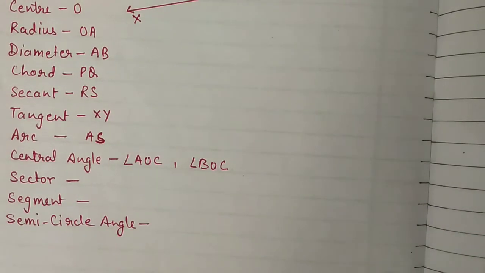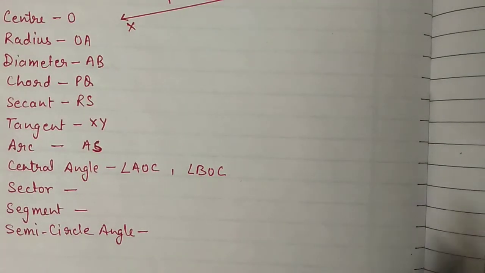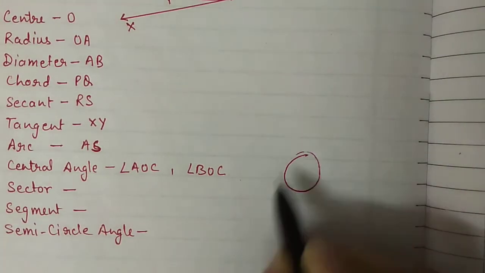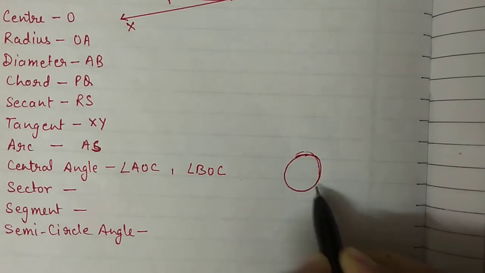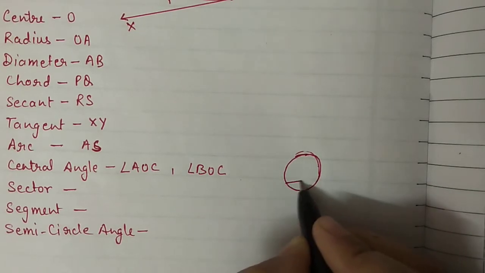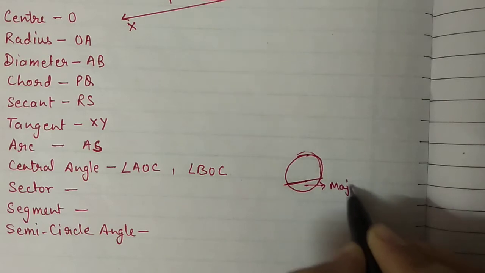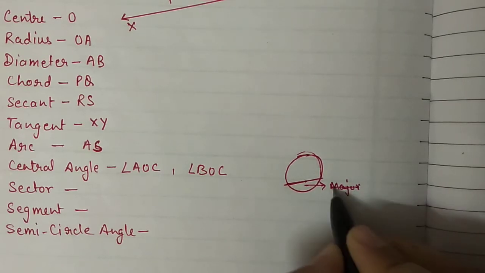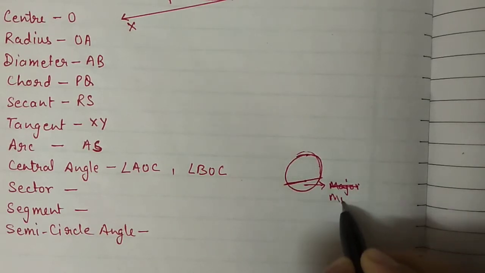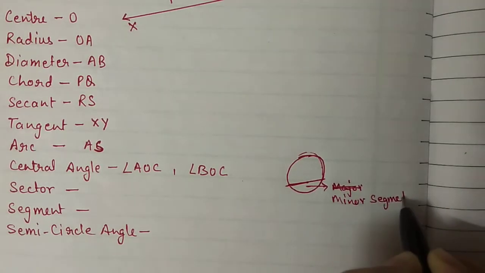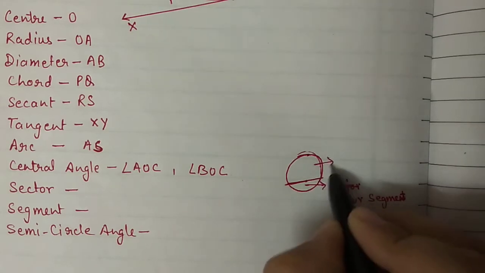Next thing is a segment. Suppose this is a circle, and this circle is divided by a chord, then we will call it a segment. This will be the major segment. Sorry, this will be the minor segment. Minor means smaller part. Minor segment, and this will be the major segment.